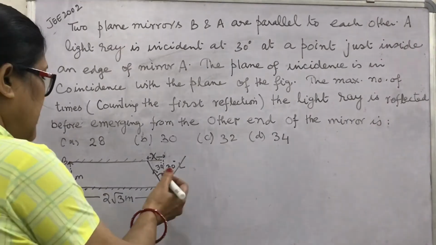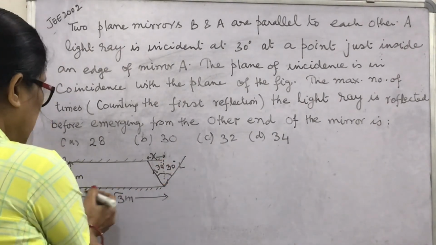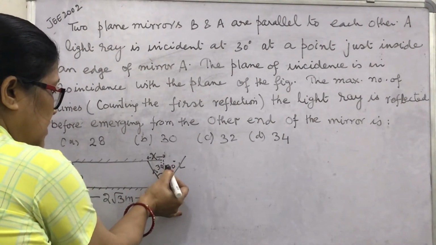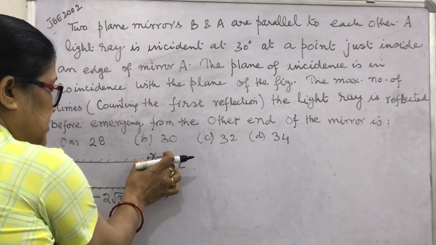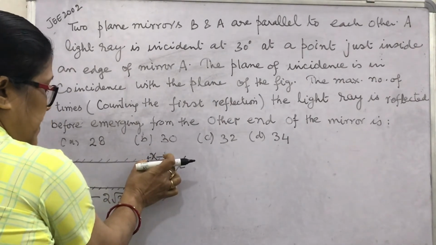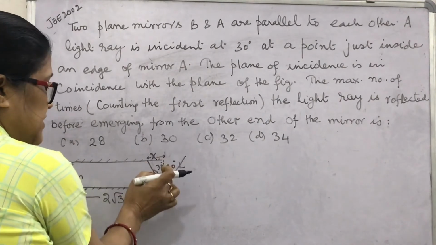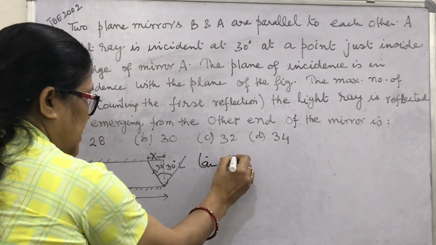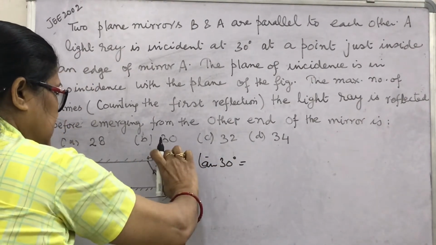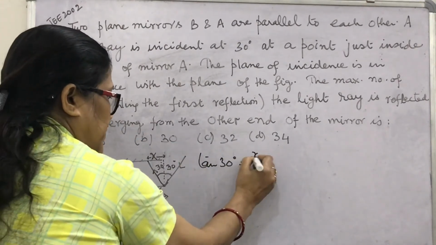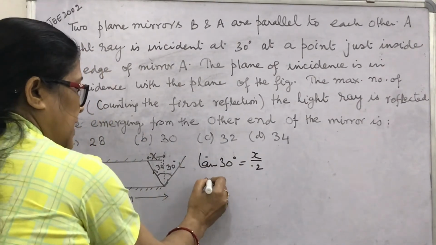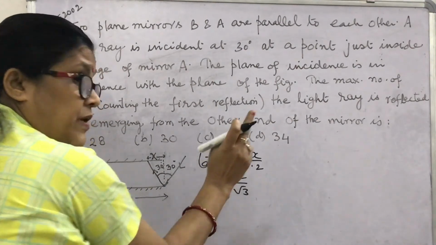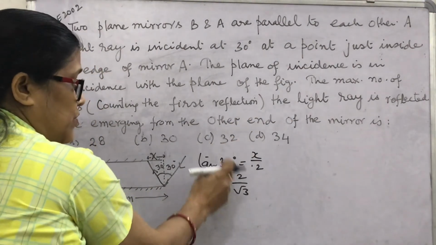Look here, the distance between the mirrors is given as 0.2 meter, and if you consider this triangle, what can you write here? Suppose one reflection covers the distance x from the edge, then look at this triangle, you can write tan 30. Tan 30 will be x upon this distance, how much? 0.2. That is x upon 0.2. So what will be x? It will be 0.2 upon root 3, as tan 30 is 1 by root 3.